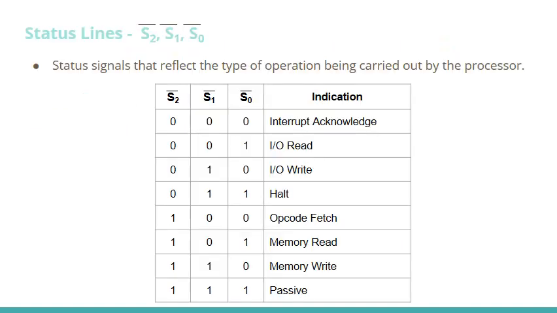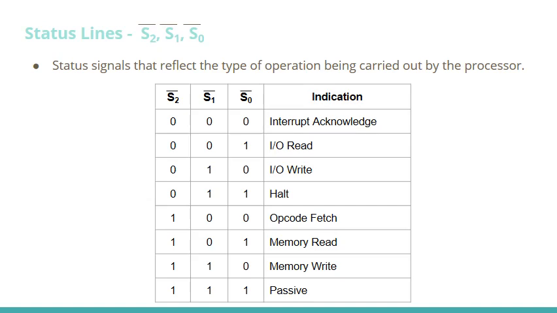Next we have the status lines, which are denoted by S2 bar, S1 bar and S0 bar. These status signals reflect the type of the operation that is being carried out by the processor. These signals become active during the T4 of the previous cycle, and they remain active during the T1 and T2 of the current bus cycle. These status lines return to passive state during the T3 of the current bus cycle. Let's see what these signals indicate.